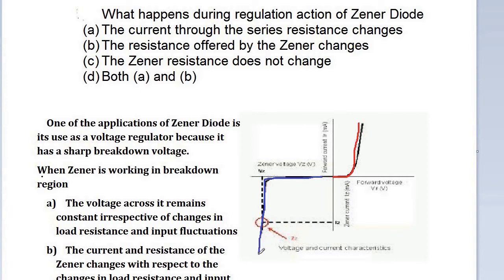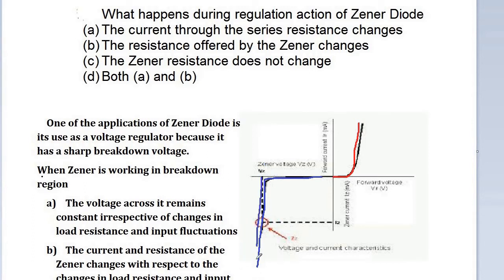So whenever we want to use the Zener as a voltage regulator, we will operate it in reverse bias mode. This is reverse bias mode, in the breakdown region. Whenever the Zener is acting in the breakdown region, we get a sharp breakdown voltage for the Zener diode. So what happens in that case? The voltage remains constant.